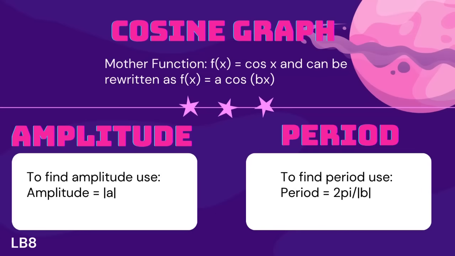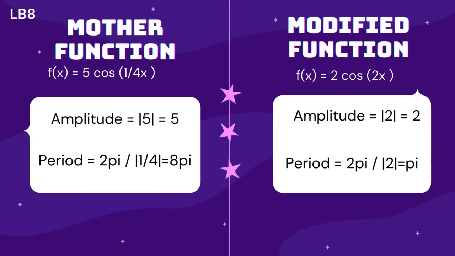Now let us say we have two functions. Let us say that the mother function will be f of x is equal to 5 cosine quantity of 1 over 4x, and the modified function will be f of x is equal to 2 cosine quantity of 2x. Now we input the values, use the formulas, and the mother function's amplitude will be the absolute value of 5, which will be 5. And the mother function's period will be 2 pi over the absolute value of 1 over 4, which will be 8 pi.